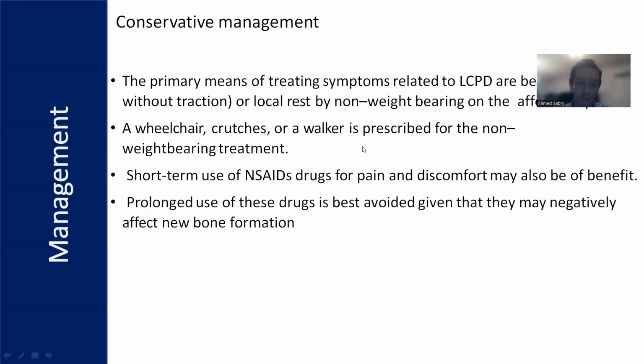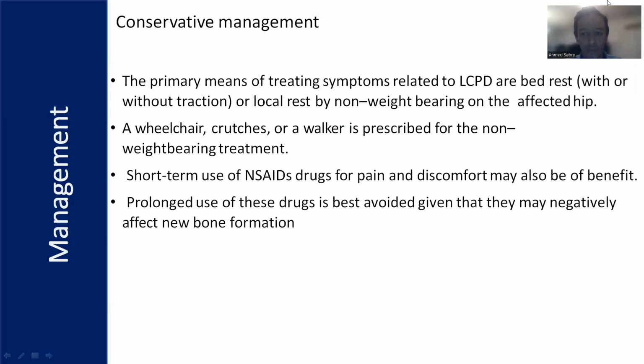Right. So the management. First, we'll talk about conservative management. The primary means of treating symptoms related to Perthes disease was bed rest with or without traction. Mostly, this is a historic thing that was done, and we also say that local rest by non-weight bearing on the affected hip is suggested. A wheelchair, crutches, or a walker is prescribed, and short-term use of non-steroidal anti-inflammatory drugs for pain and discomfort may be used. Prolonged use of these drugs is best avoided, given that they may negatively affect the new bone formation.